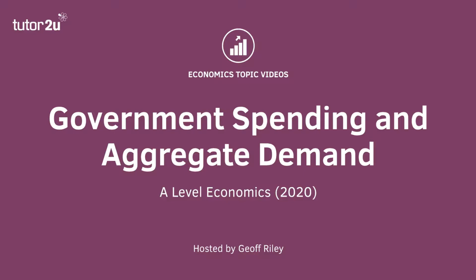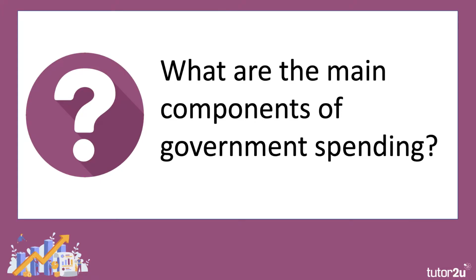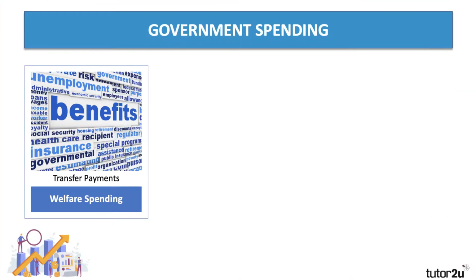Okay, welcome back. In the next video, we're going to spend a few minutes thinking about government spending and aggregate demand. So government spending, state spending, sometimes called public expenditure. What are the main components? Well, there are three main elements of government spending.